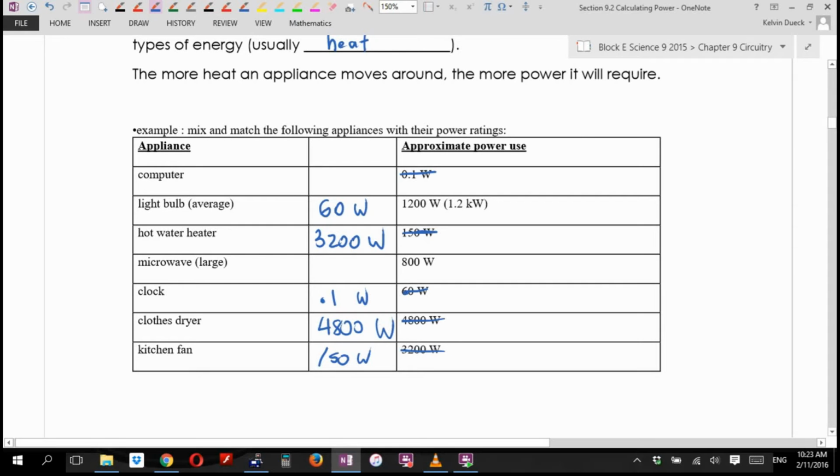Computer or microwave? Now, I said a large microwave. This, by the way, is why if you look at the instructions on microwaving something, they always say microwave times may vary. Because small microwaves have a different wattage, can move a different amount of heat than large microwaves. Anybody know what the wattage of a large microwave is?